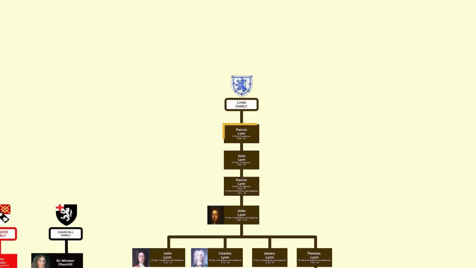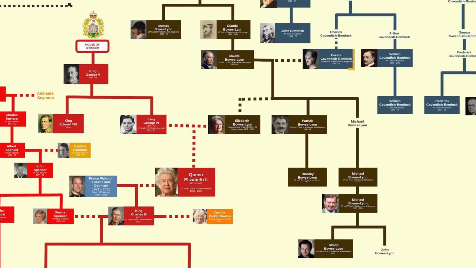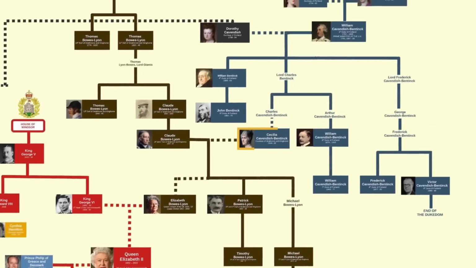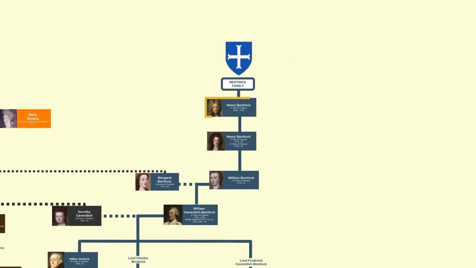Now, I should point out that the Lyon family was of Anglo-Norman descent. So although people sometimes say that Queen Elizabeth was half Scottish through her mother, this isn't really true. Although that family had a Scottish title, they weren't technically Scottish. In fact, if we look at the Queen Mother's mother, Cecilia Cavendish Bentinck, we'll find that she belonged to an English noble family associated with the Dukedom of Portland. In fact, Cecilia was the great-granddaughter of William Cavendish Bentinck, who was the third Duke of Portland, as well as the Prime Minister of the UK from 1807 to 1809.